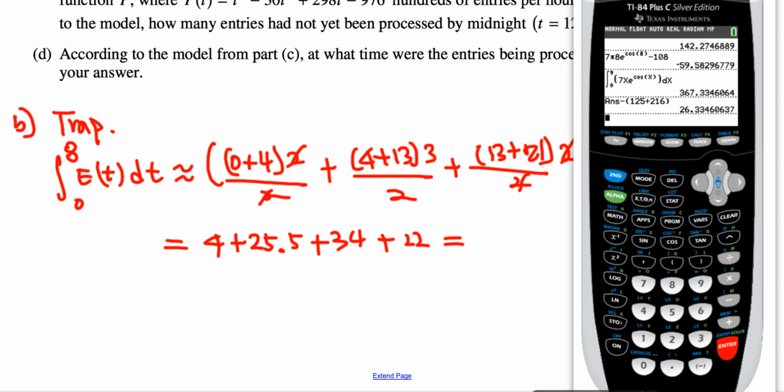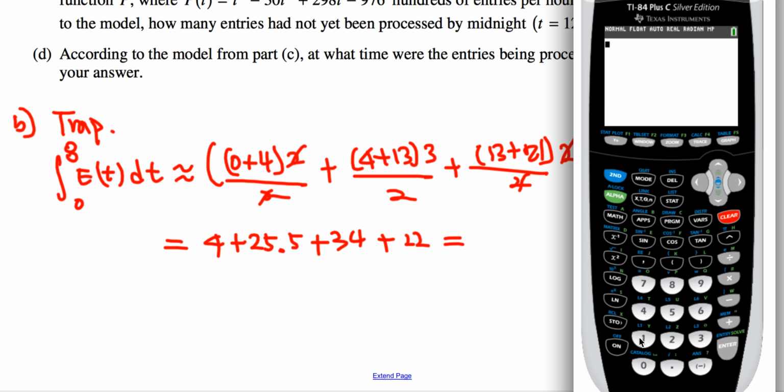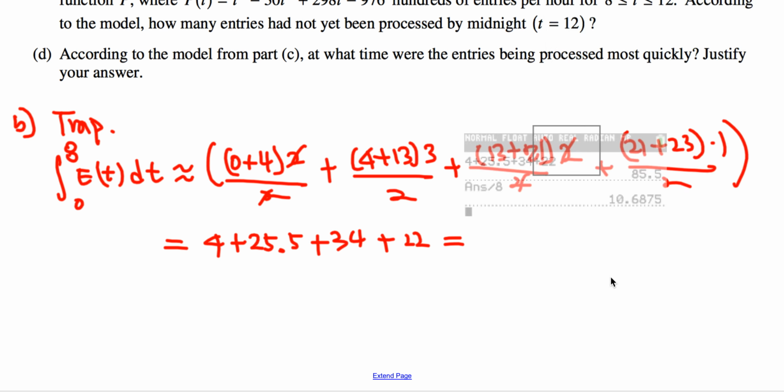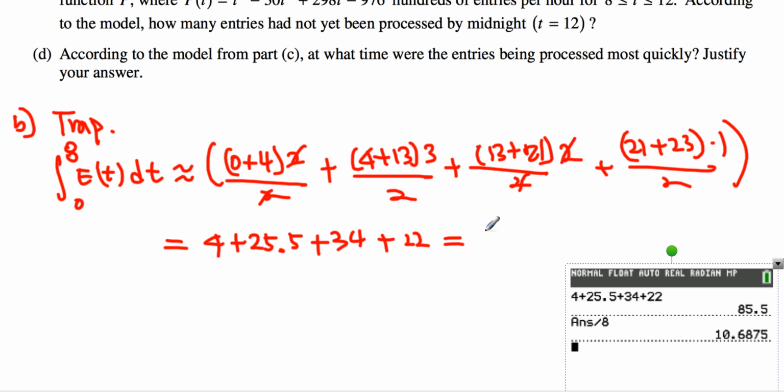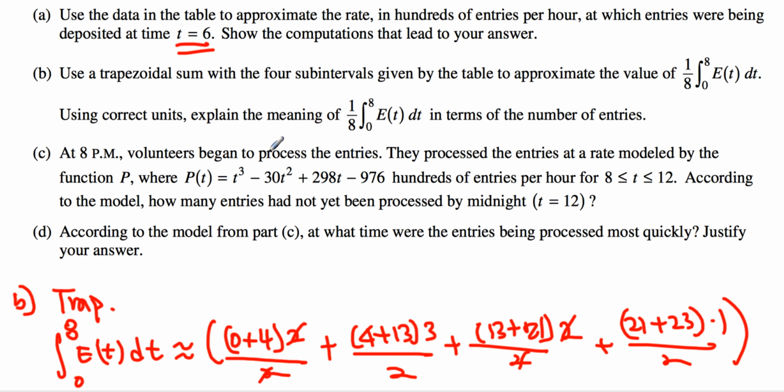Now, if you have to add them up, we can simply say 4 plus 25.5 plus 34 plus 22. That's 85.5. And we have to divide that by 8, which is 10.68. So here we get 85.5. Now, when you divide this one by 8, and then explain the meaning in terms of entries.